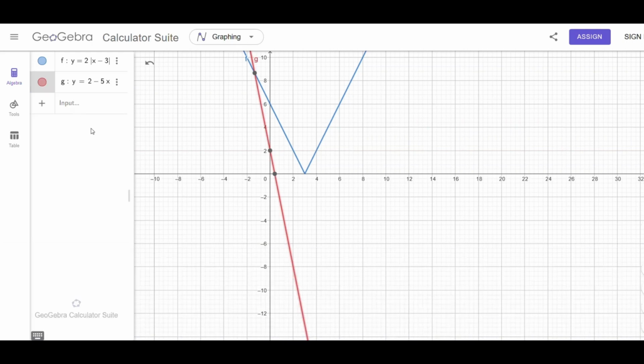Now you see I have two graphs, one of them for the modulus function, the V shape, and the other one for the linear function. I have one intersection point. This is the intersection point. Let's find the x coordinate of this intersection point by using the change in sign method.